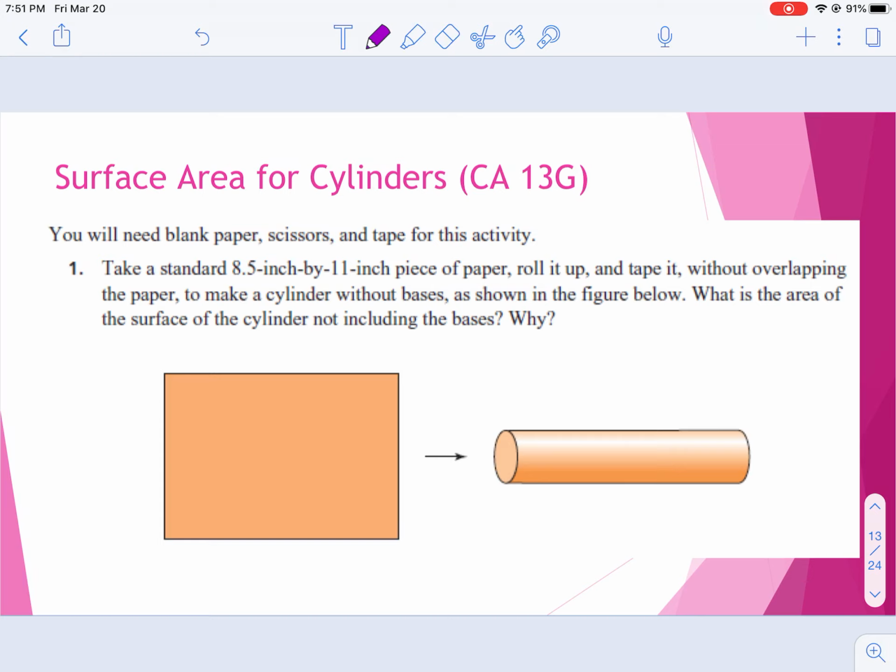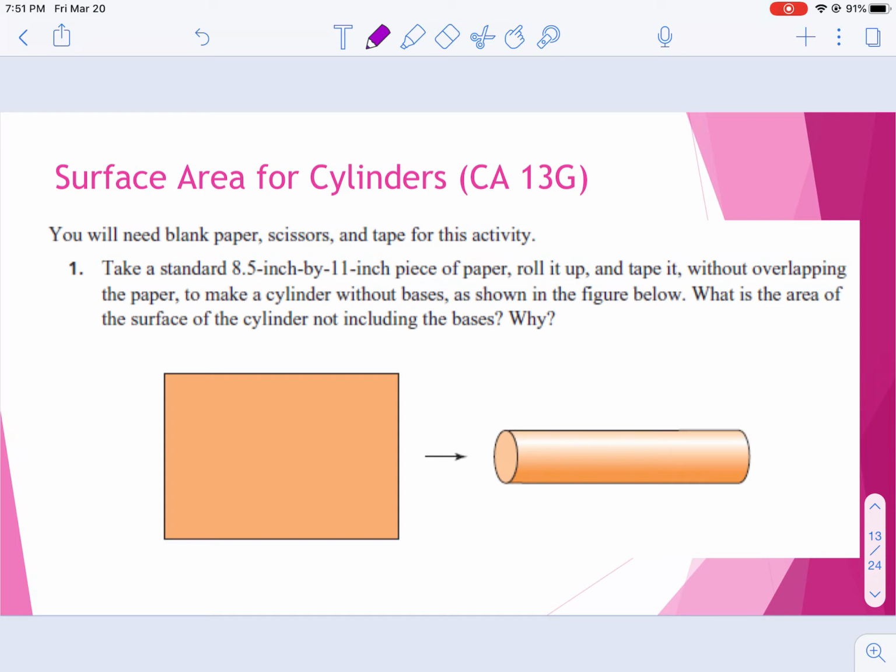Hello, in this activity we're going to look at surface area for cylinders. This comes from the textbook Class Activity 13G, and it suggests taking a blank piece of paper, just 8.5 by 11 inches, rolling it up, and taping it without overlapping the paper so that this paper is turned into a cylinder. And it asks, what is the area of the surface of the cylinder?